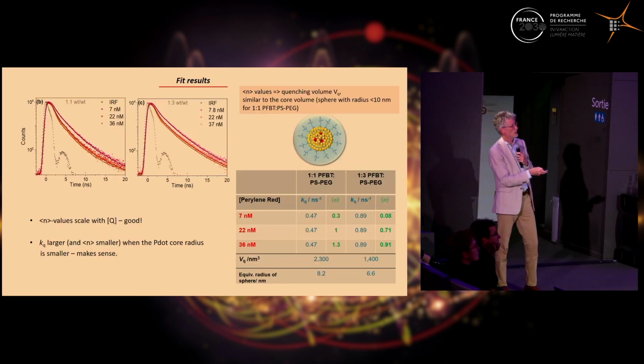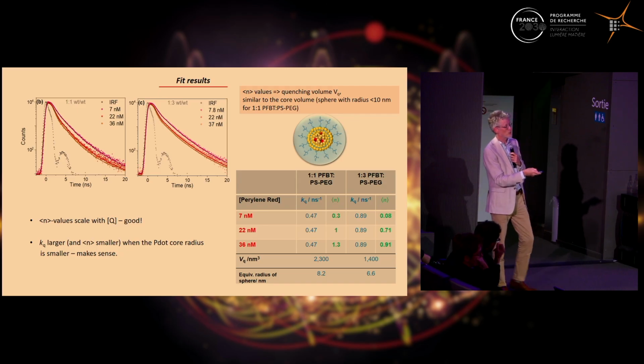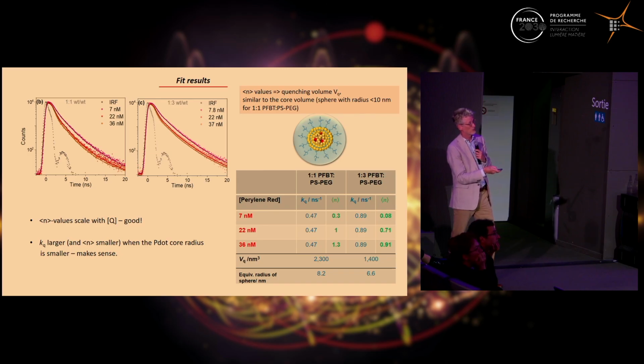So the results here are simply like this, with 3 different concentrations. With 1-to-1 PFBT and PEG, we get very good correspondence of the occupancy and the relative concentration, and a quenching rate constant of about 0.5 per nanosecond. When we have the somewhat smaller cores, because we have more of the PEG polymer, we get about twice the quenching rate constant, which makes sense because the core is smaller. It's going to quench faster. And a little bit less good correspondence here, but it's okay.